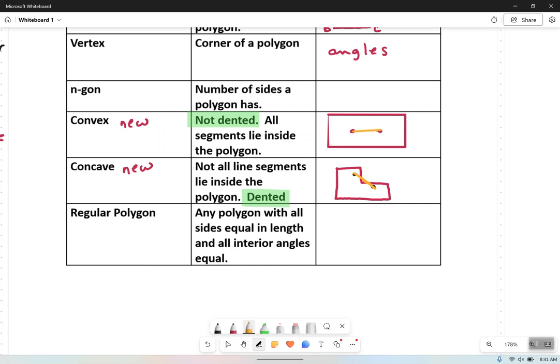Guys, a regular polygon is any polygon with, this is what you need to highlight, all sides equal in length and all angles are what? Equal. Okay. If you have equal sides and equal angles, then it's considered what kind of a polygon? Regular, you bet.